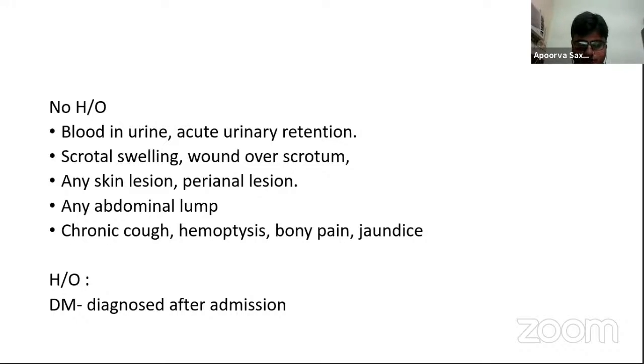There was no history of blood in urine, acute urinary retention, scrotal swelling, wound over scrotum, any skin lesion, perianal lesion, or any abdominal lump, and no history of chronic cough, hemoptysis, bony pain, or jaundice. In past history, patient was diagnosed with diabetes mellitus after the admission, and there was no past history of TB, hypertension, asthma, or previous surgery.